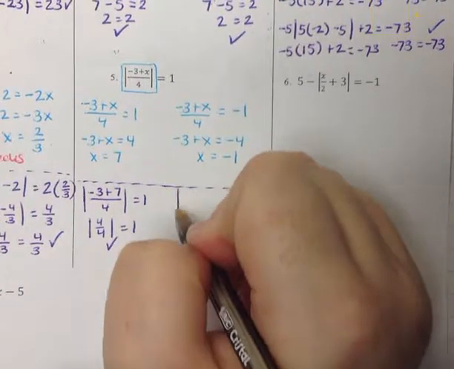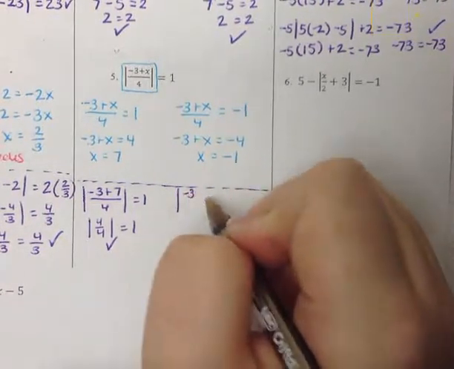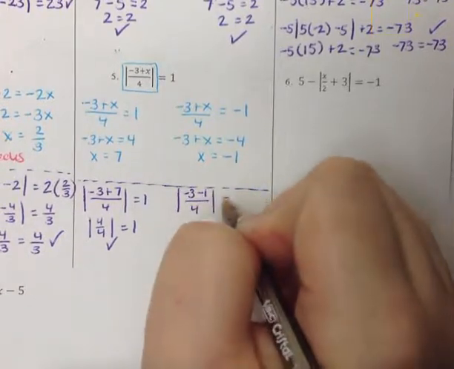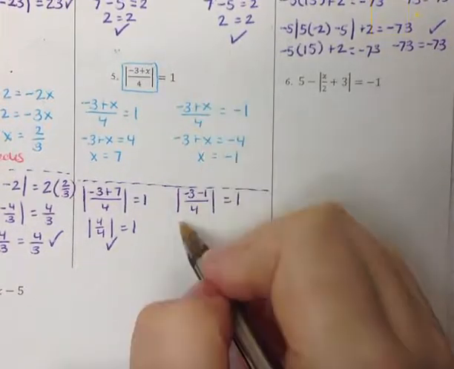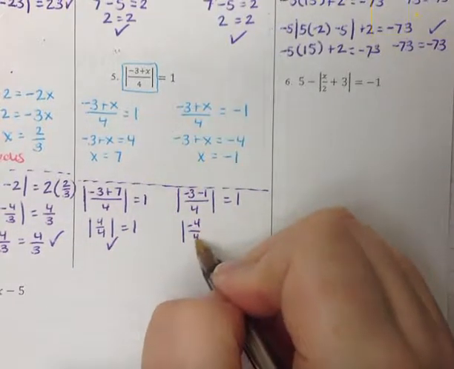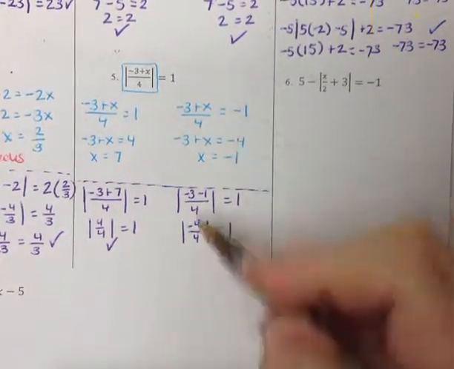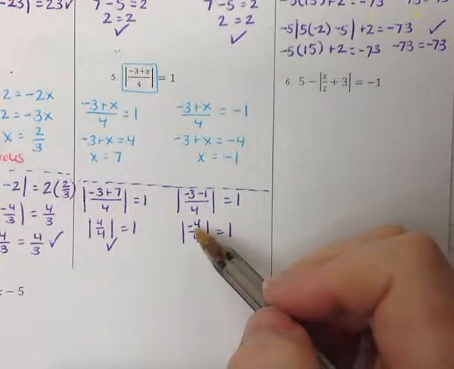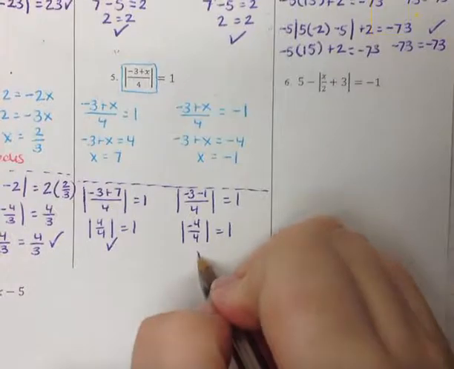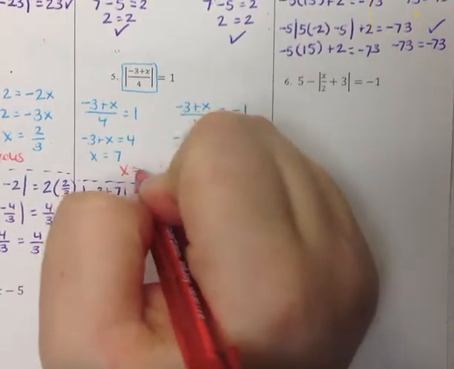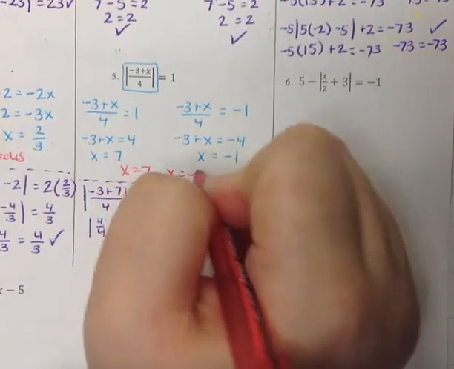So we have the absolute value of negative 3 minus 1 over 4. It's going to equal 1. So we have the absolute value of negative 3 minus 1 is negative 4 divided by 4. Negative 4 divided by 4 is negative 1, and the absolute value of negative 1 is 1. So this will also work. So both of these are correct. So x equals 7, and x equals negative 1.